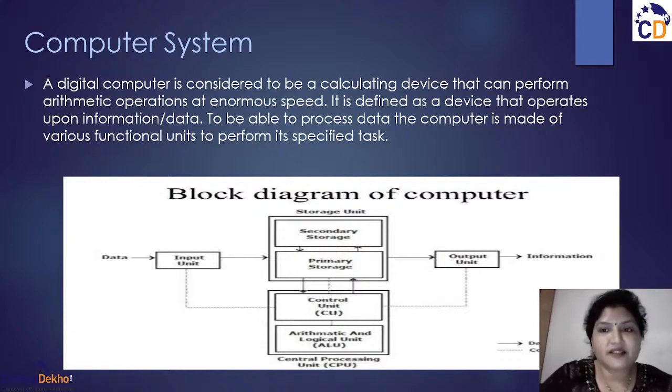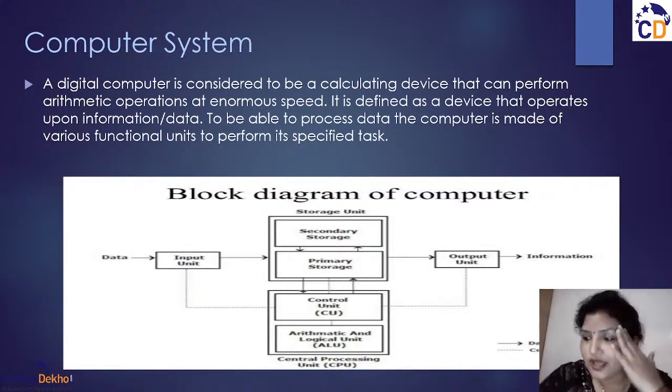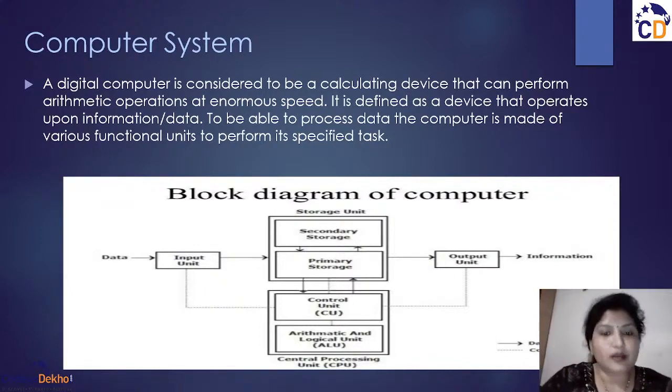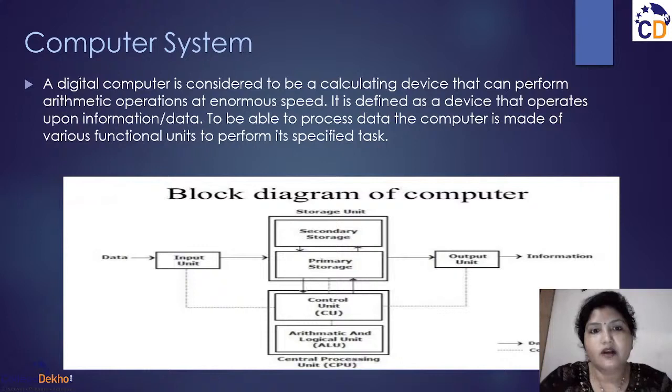It is defined as a device that operates upon information and data. When you have enormous data, you cannot keep it in your mind. It is stored somewhere, and later on you may refer to it, right? So there is a requirement for a system, a computer, to be able to process data. That computer is made up of various functional units to perform specific tasks.